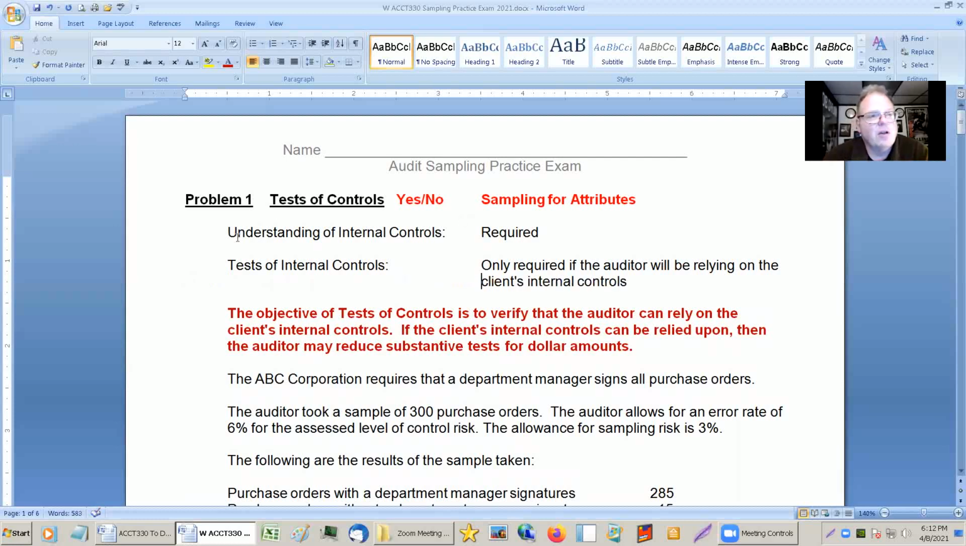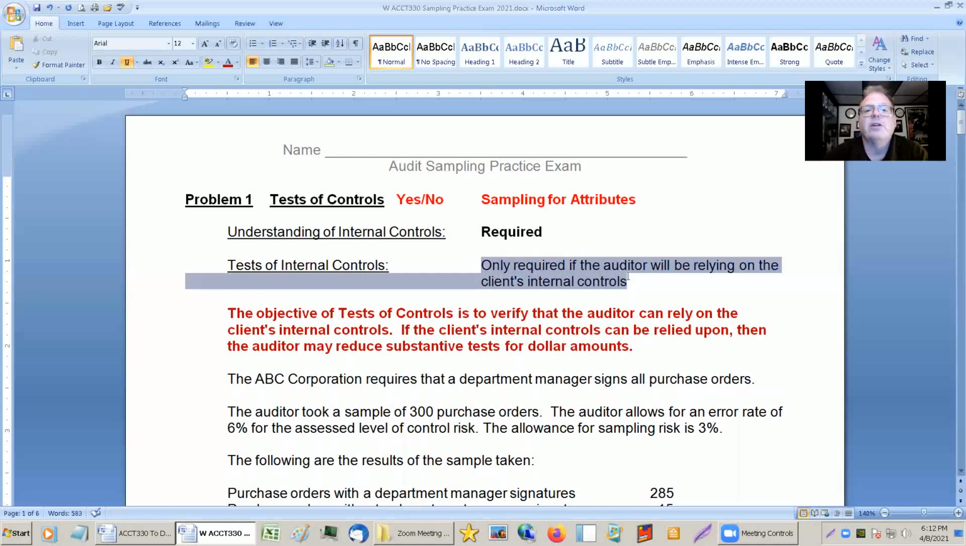Okay. So understanding of internal controls, this is required. On any audit, you must get an understanding of internal controls. Why? Because that's the only way you can really figure out where the problems might be. Now, this is just getting an understanding, but if you're going to rely on them, you're going to say, okay, we want to see if these controls are good enough that we can actually do some of our other testing because they have these controls in place that are really good.